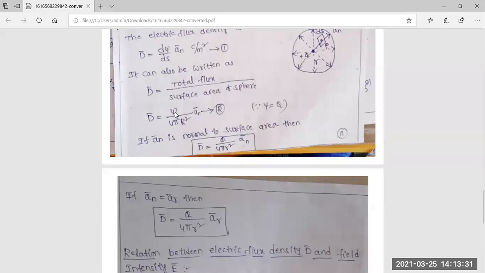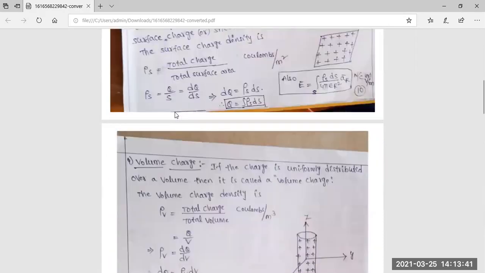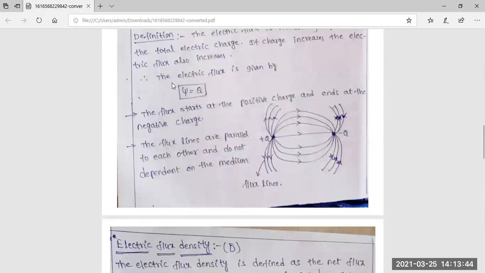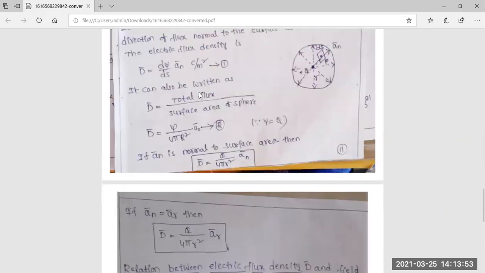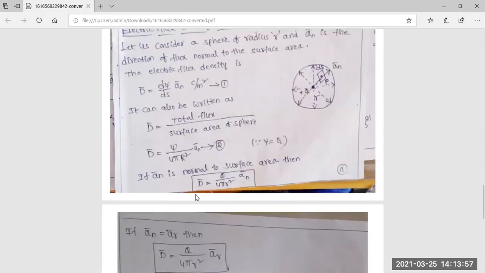In electric flux, what is it? Electric flux is numerically equal to the charge. See this equation: electric flux psi is equal to Q. So replace the electric flux value psi with Q. That is D bar is equal to Q by 4 pi r square into an bar. Here r represents the radial distance or radius of the sphere.